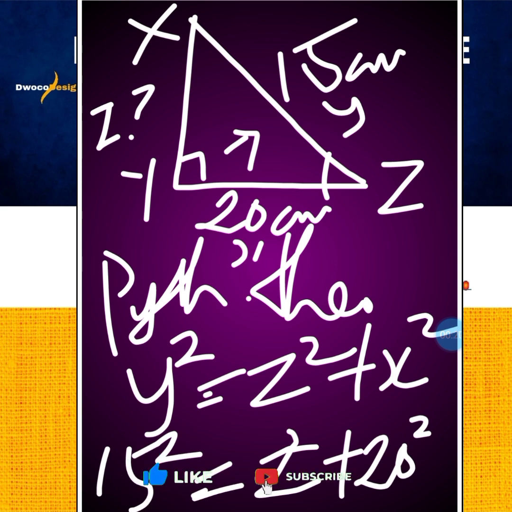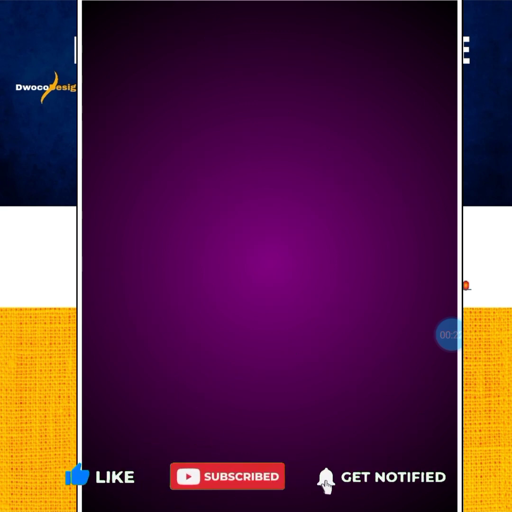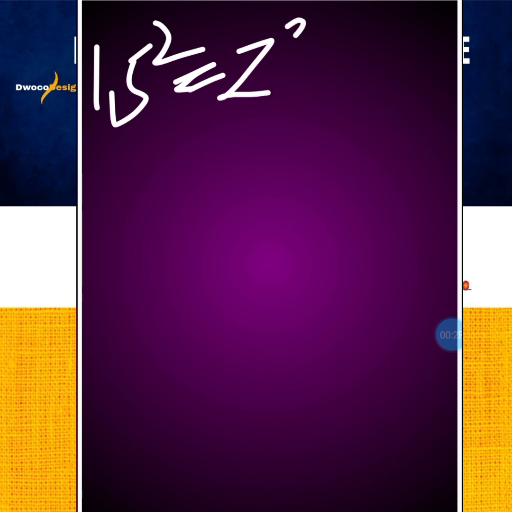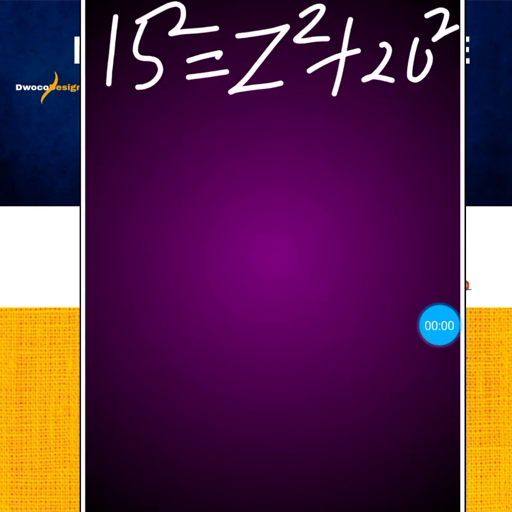We're going to make Z squared the subject of the formula. So you have 15 squared equals Z squared plus 20 squared. That's the question. Now I actually observed something in this question: obviously, the question was not well positioned, not well placed. It's going to lead us to a negative answer, if you look at what we're going to have with 15 squared.